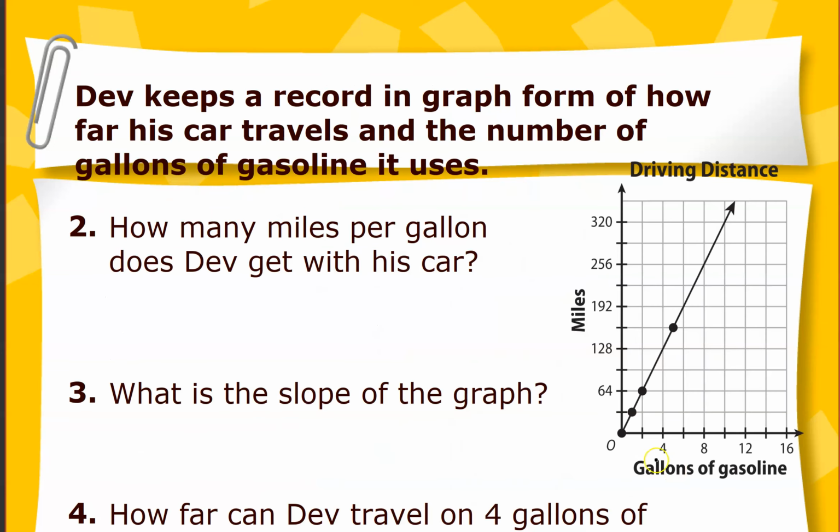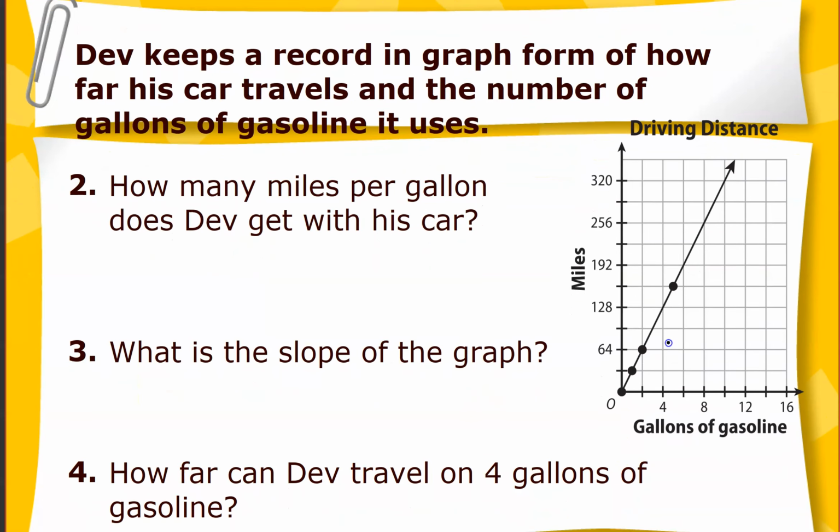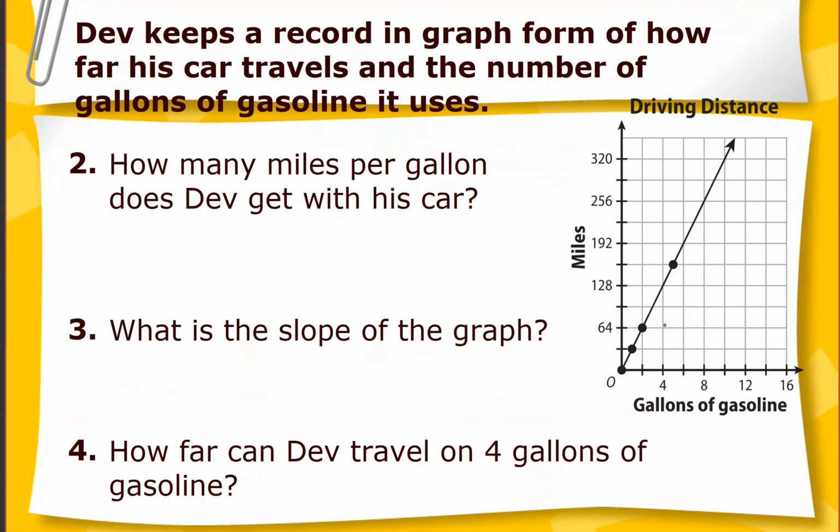All right, so now we're going to be looking at this problem right here. It says Dev keeps a record in graph form of how far his car travels and the number of gallons of gasoline it uses. So how many miles per gallon does Dev get with his car? If you see the word per, I don't know if you remember from the first lesson, per gallon, that word per means they're looking for slope.